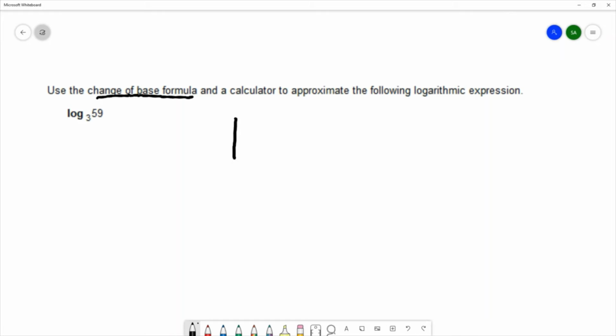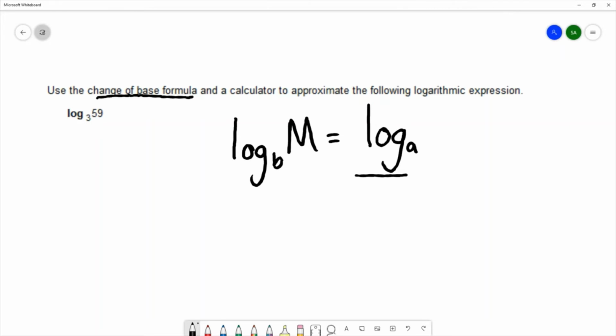You have log base b of m. You can choose to go to any base you want. So I'm going to choose to go to base a.